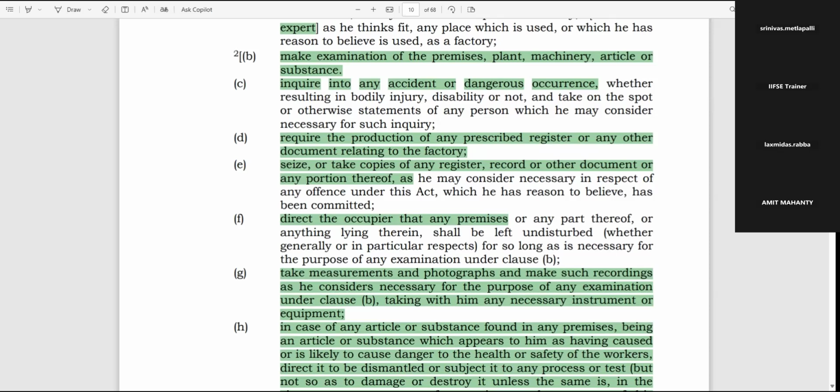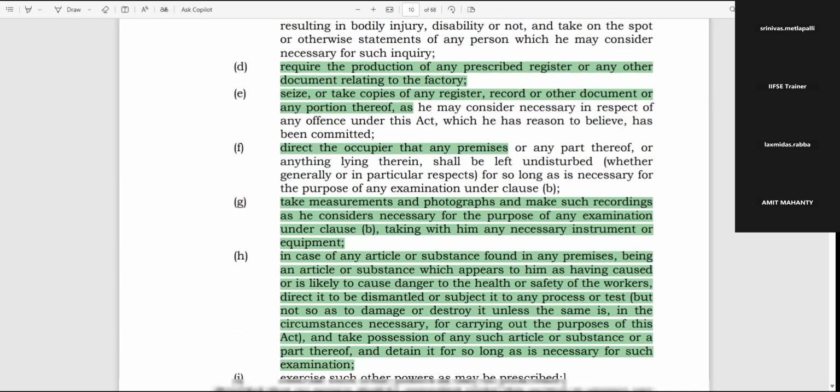For example, the license. In the license there is only 1200 HP of installation, but in the field, 2000 and 3000 HP motors are fully installed. So that is a malpractice. He can seize such documents.